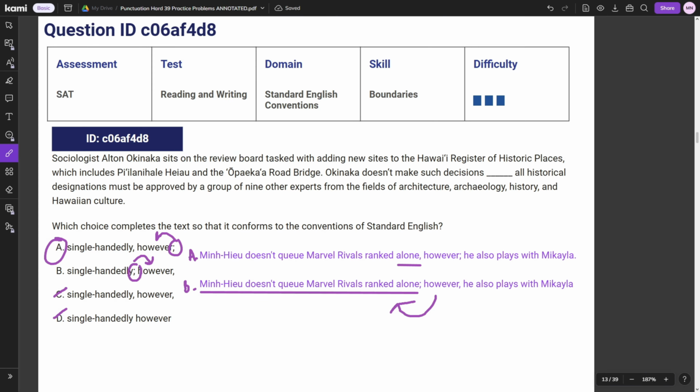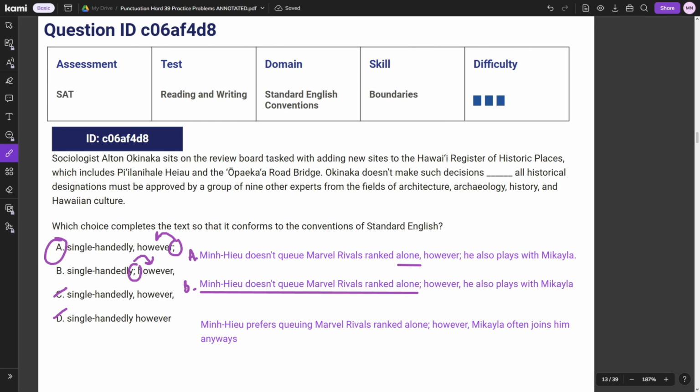By putting that semicolon before the transition word, I'm saying that these two things should be the opposite of each other and that they should contradict. But in reality, these two ideas don't contradict. That's why it wouldn't make sense to use a semicolon before. And instead, it would be better to use a semicolon after, because then I would just be explaining how I don't play ranked alone, I actually play with someone else.